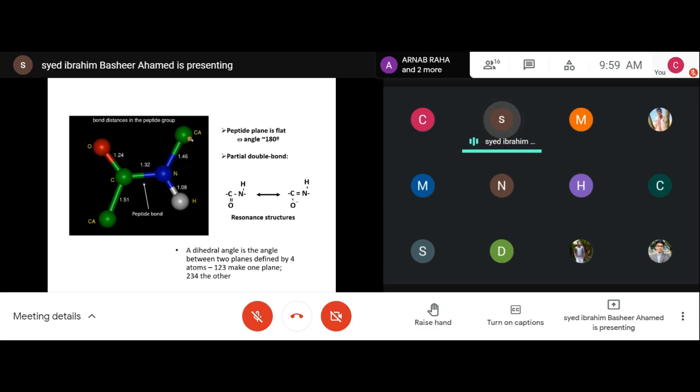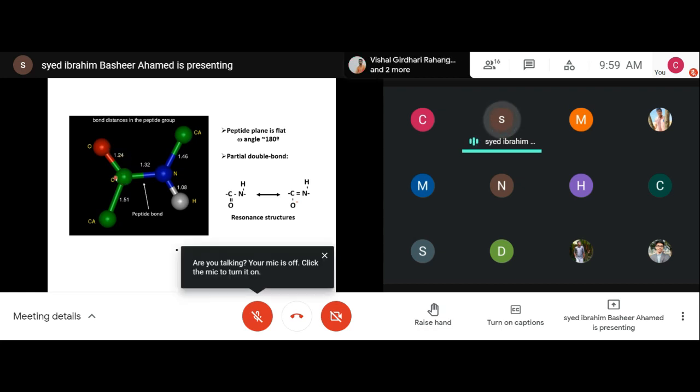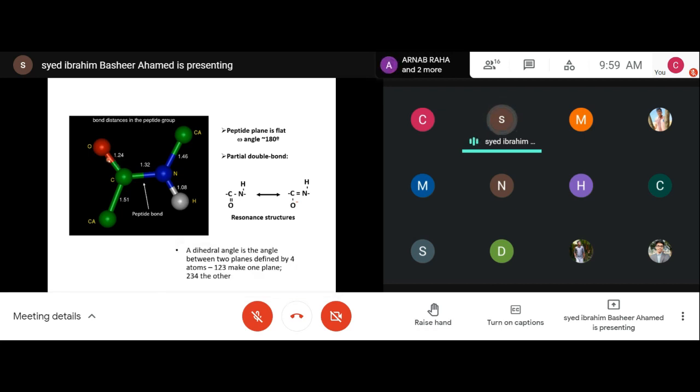The next amino acid C alpha is coming over here. You can see the C double bond O, the bond length is 1.24 angstrom unit. Okay, so this is a double bond. The 1.24 angstrom unit is the length of a double bond between carbon and oxygen. If it is C single bond oxygen, the bond length will be a little higher than 1.24.